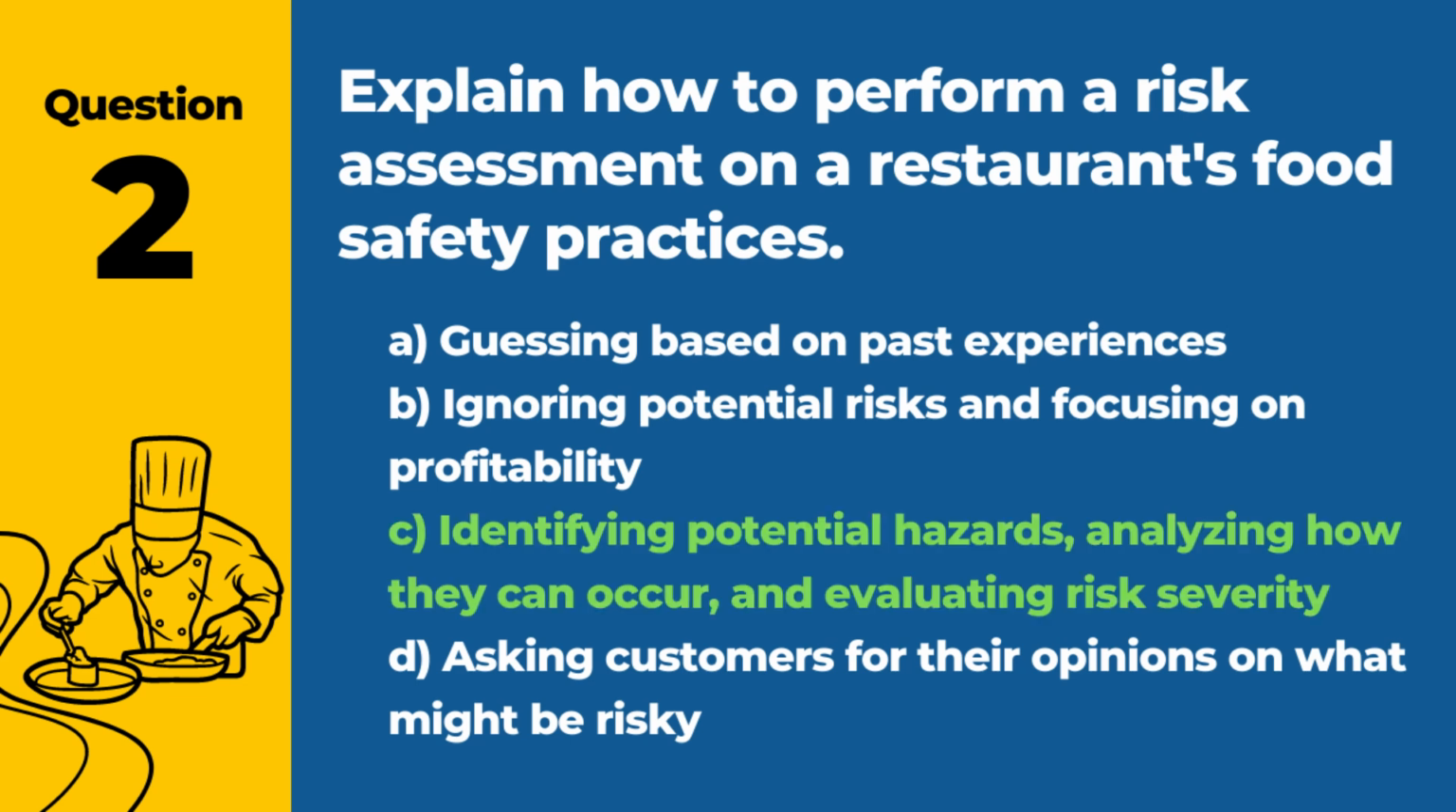Answer. C. Identifying potential hazards, analyzing how they can occur, and evaluating risk severity. A proper risk assessment in food safety involves systematically identifying potential hazards, analyzing the ways in which these hazards can occur, and evaluating the severity and likelihood of harm.